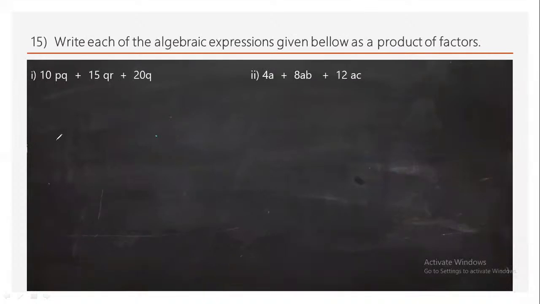Write each of the algebraic expressions given below as a product of factors. So 10PQ, that is 2 times 5 into P into Q, plus 15QR, 3 times 5 into Q into R, plus 20Q, 4 times 5 into Q. So we can take out the common factors: 5 is common and Q is common.